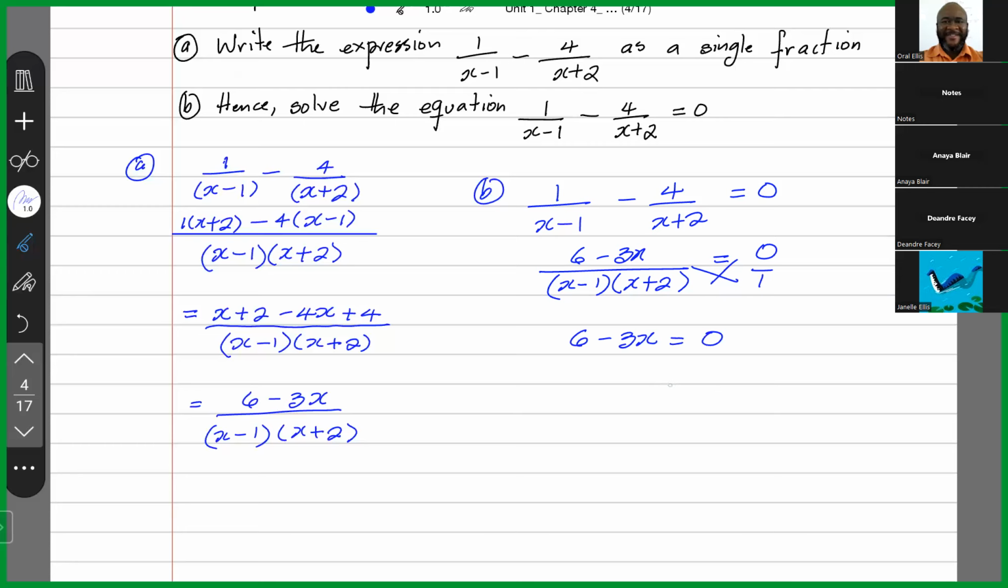Now let's finish this. So 6 is equal to 3x. Negative 3x on the left goes over to the right and becomes positive. Then I'll divide both sides by 3. What I'll end up with is, on the right, I have x, and on the left, 6 divided by 3 is 2. So the solution would be x is equal to 2.